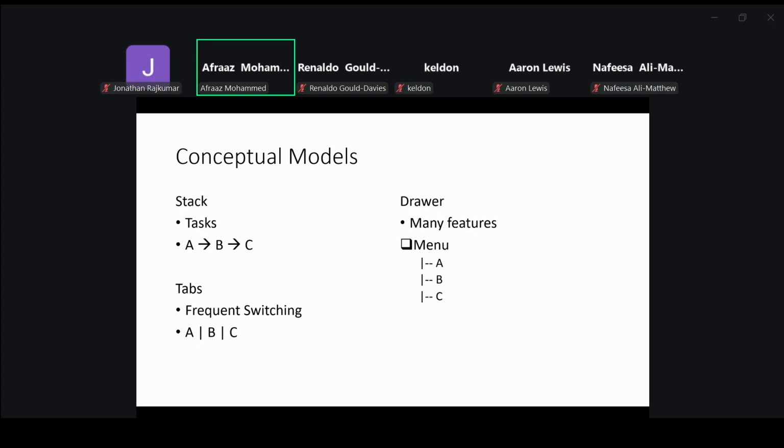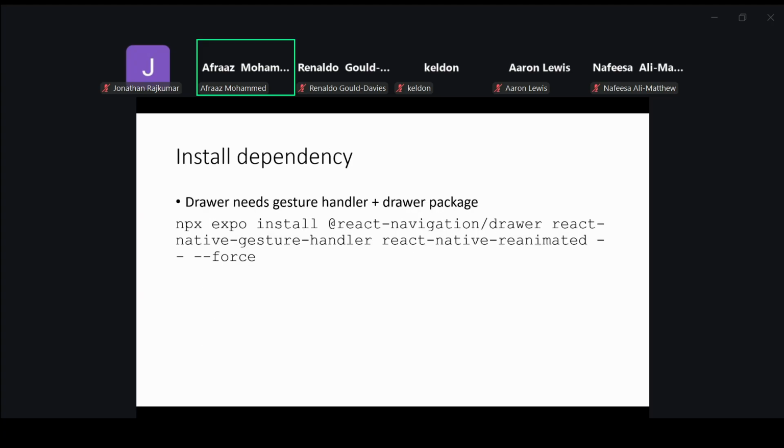So you just want to keep going back. Let's just say you're in screen A and you want to go to screen C, and then you want to go to screen B. You don't want to go back all the way. And then lastly, we're looking at the drawer model, or the drawer navigation. With this navigation, you're going to have a menu that is pulled out, and then you're going to have the different screens there. For this one, we're going to have to install a dependency.